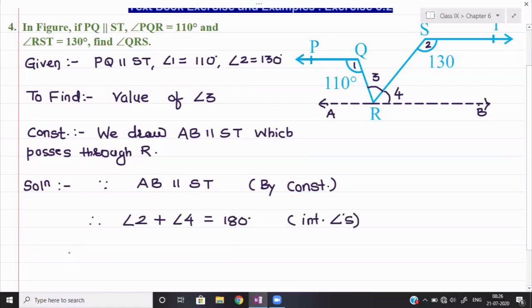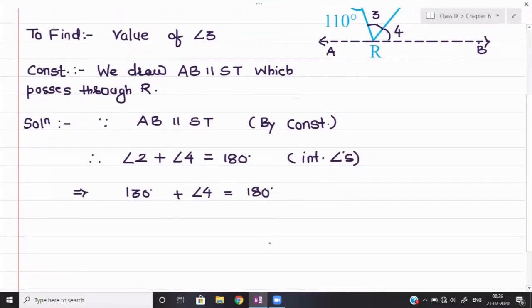Now put in the value of angle 2. Angle 2, how much do we have? 130 degrees, plus angle 4 as it is. Its value we shall calculate, is equal to 180 degrees. Now 130 will go on that side. So we will get angle 4 equal to 180 minus 130. So the value of angle 4 is coming here as 50 degrees. Right? Till here I don't think you will have any problems.